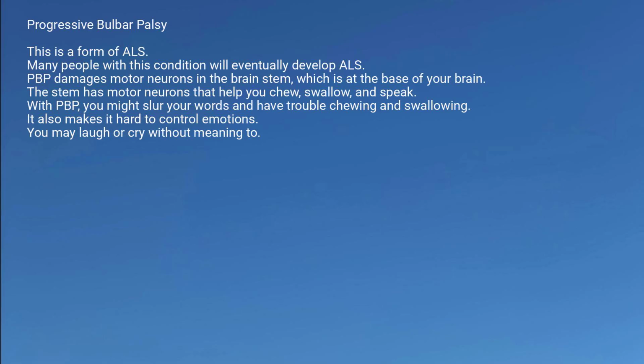Progressive bulbar palsy. This is a form of ALS. Many people with this condition will eventually develop ALS. PBP damages motor neurons in the brainstem, which is at the base of your brain. The stem has motor neurons that help you chew, swallow, and speak. With PBP, you might slur your words and have trouble chewing and swallowing. It also makes it hard to control emotions. You may laugh or cry without meaning to.